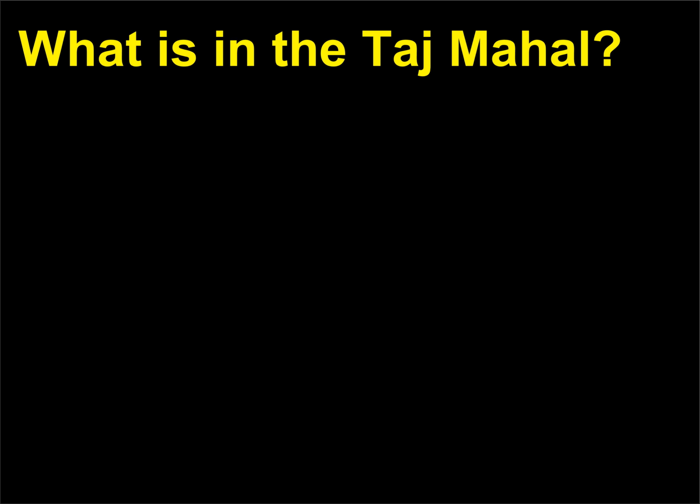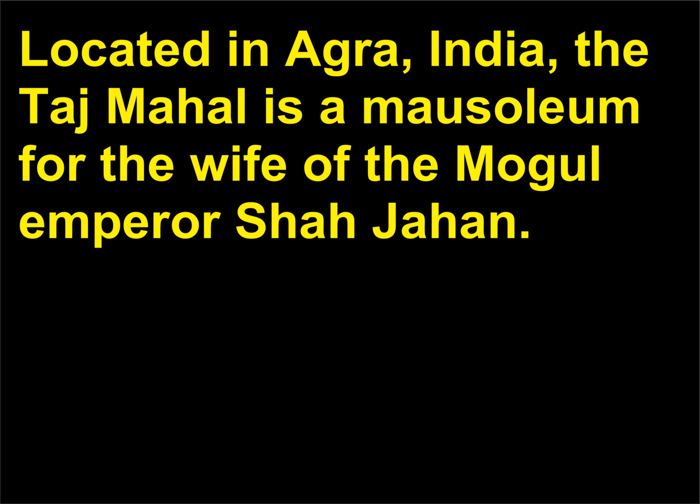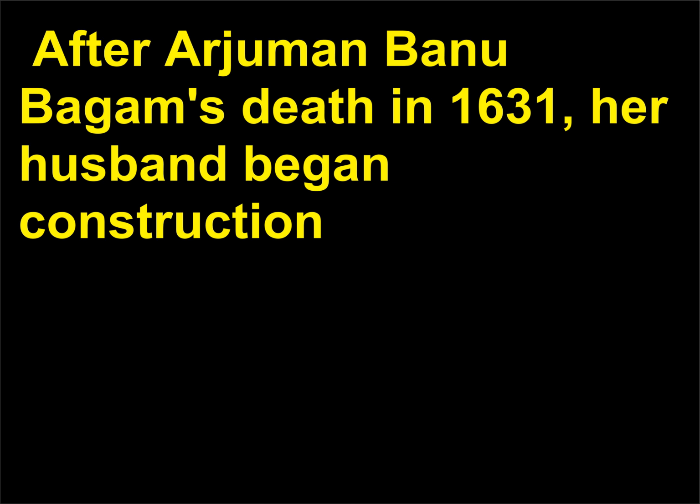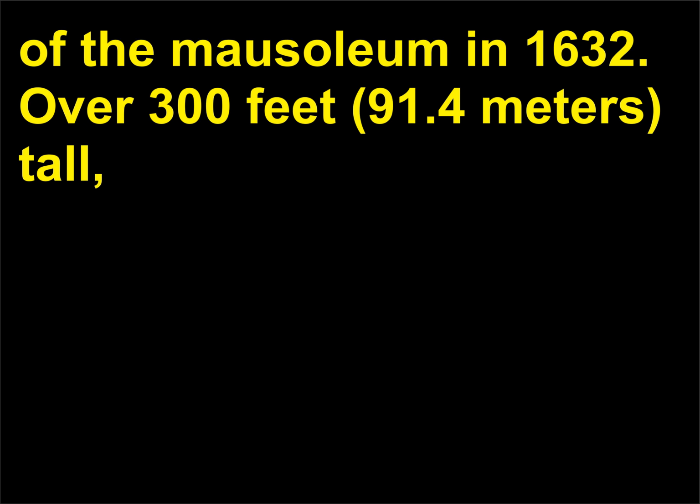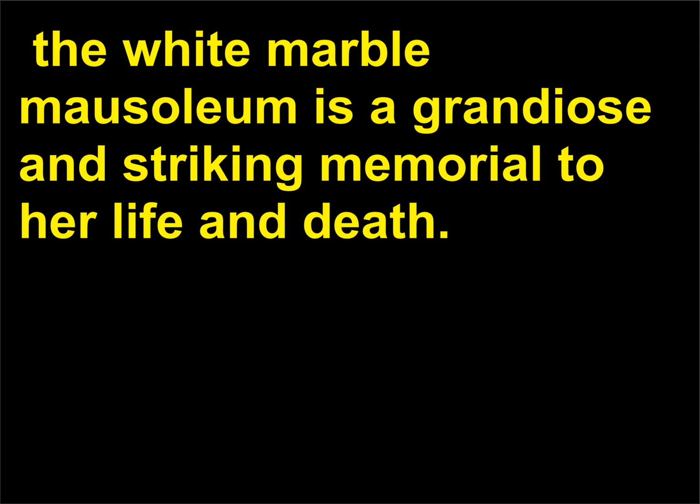What is in the Taj Mahal? Located in Agra, India, the Taj Mahal is a mausoleum for the wife of the Mughal Emperor Shah Jahan. After Arjuman Banu Begum's death in 1631, her husband began construction of the mausoleum in 1632. Over 300 feet, 91.4 meters, tall, the white marble mausoleum is a grandiose and striking memorial to her life and death.